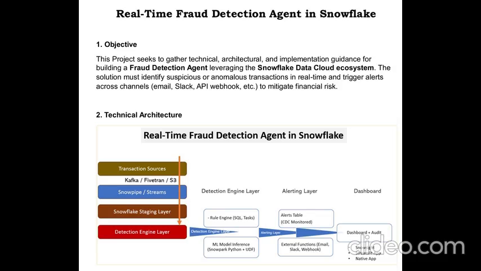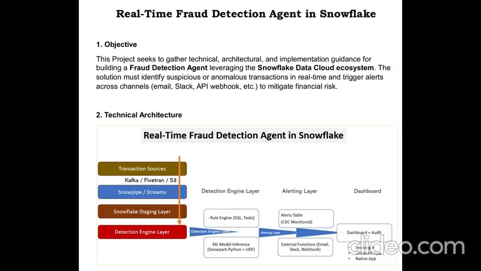Think of a task as a scheduled SQL job. Let's call it detect_fraud_rules. You schedule this task to run frequently, say, every minute. Inside the task's SQL, you write your rules. Simple stuff like insert into suspicious_transactions, select from transaction_stream where amount is over 10,000 or location equals a risky place. It reads only from the stream of new transactions.